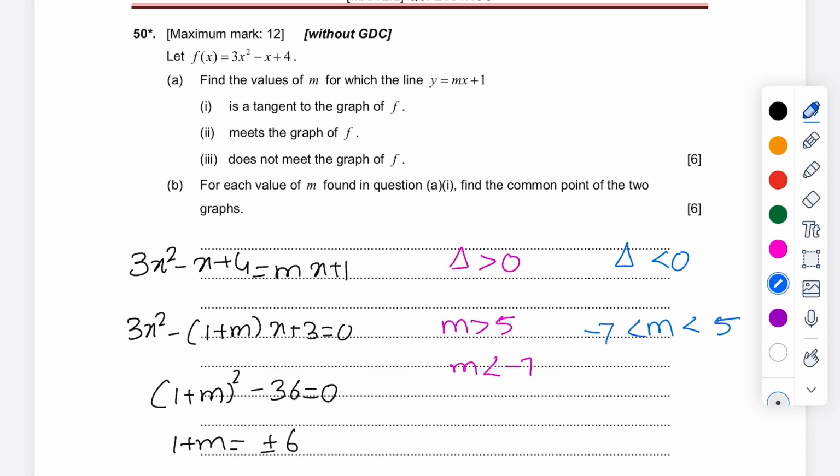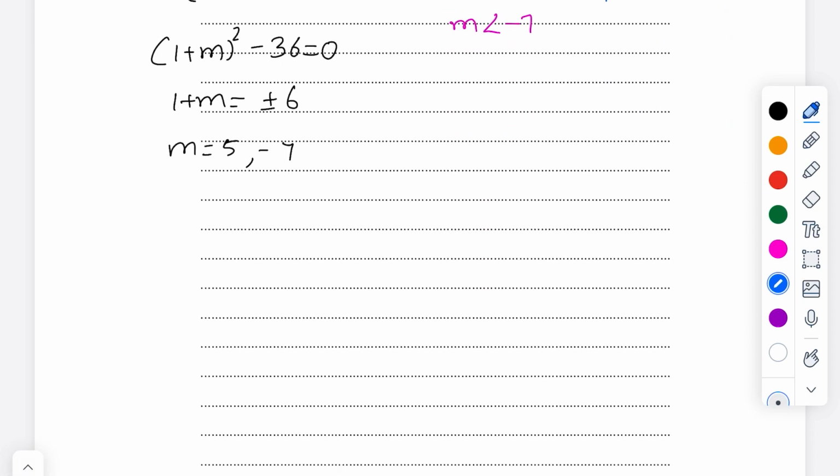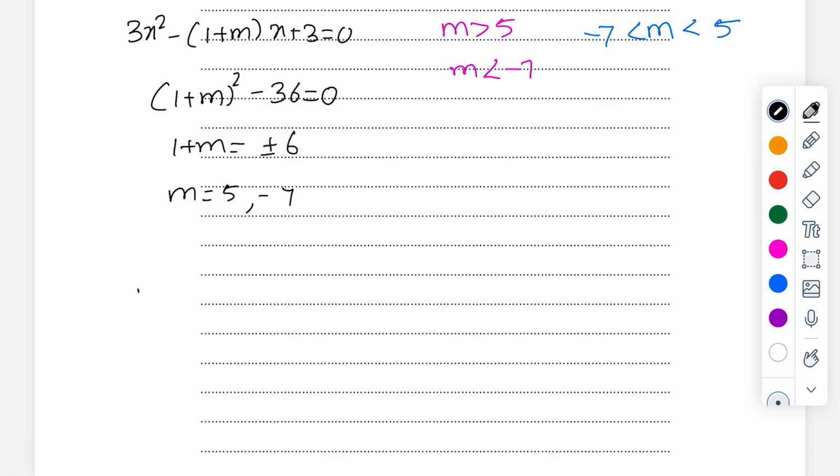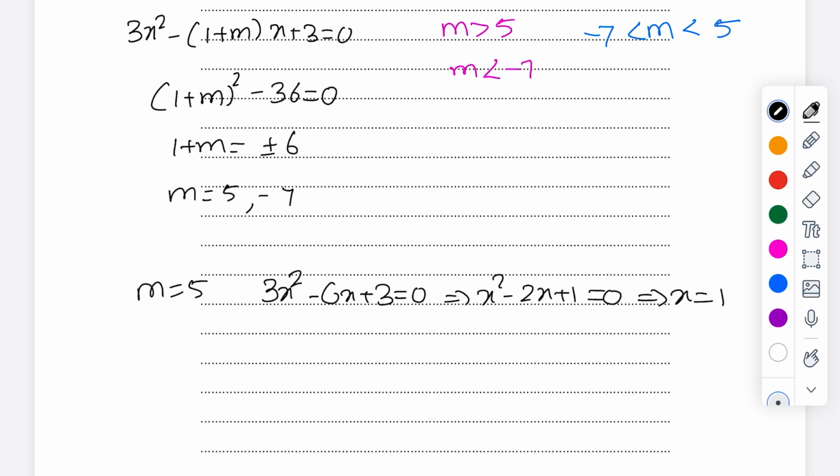For each value of m in the question part A1, find the common point of the two graphs. So what am I going to do? For m equals 5, what does the equation become? 3x square minus 6x plus 3 equals 0. This becomes x square minus 2x plus 1 equals 0. It implies x equals 1. So then plug in and get the y value. y value will be 6. So what is the point? (1, 6).